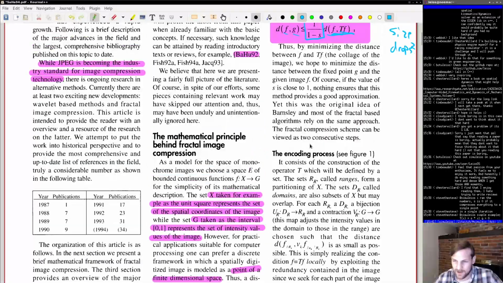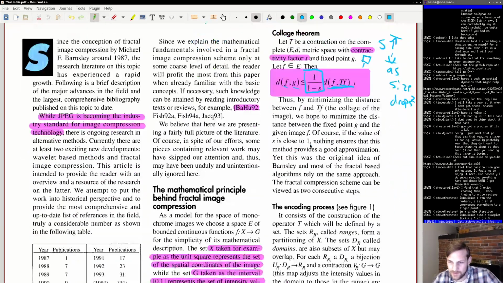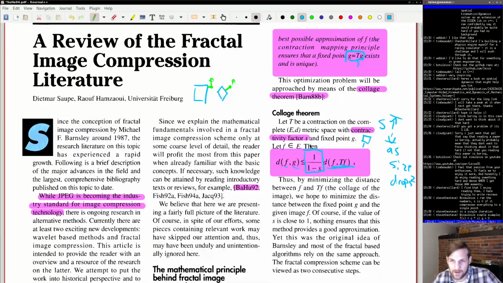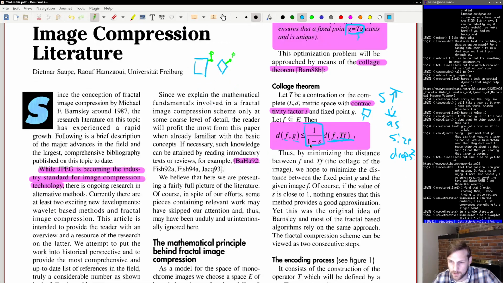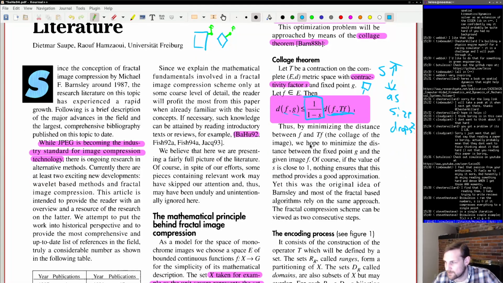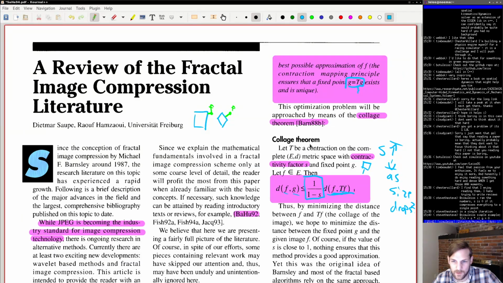Simple example: T of x is equal to s times x, G is equal to 0. T of x, where x is some point, is going to be equal to s times x, where s is a contraction. So if x is equal to 5, then s times x is going to be some contraction times 5. And G, what is G equal to? G is the fixed point 0.